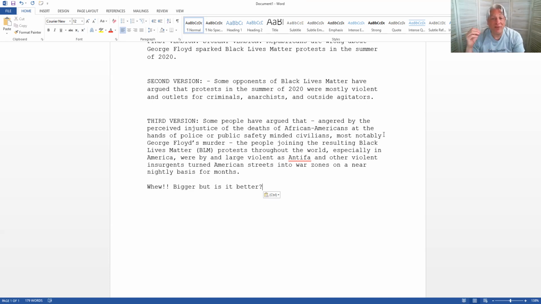Some people have argued that, angered by the perceived injustice of the deaths of African Americans at the hands of police or public safety-minded civilians, most notably George Floyd's murder, the people joining resulting Black Lives Matter protests throughout the world, especially in America, were by and large violent, as Antifa and other violent insurgents turned American streets into war zones on a near nightly basis for months.